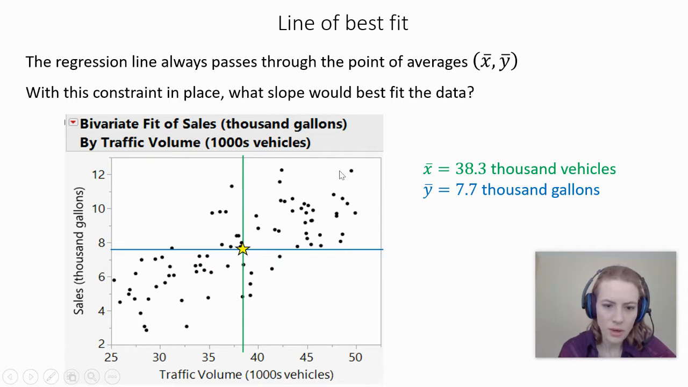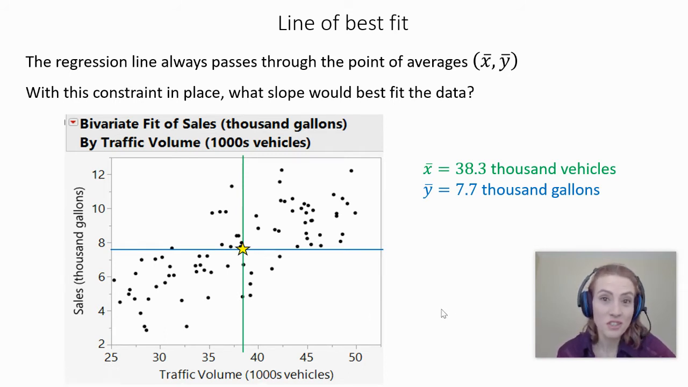All right, so where exactly should the regression line be placed? Well, we're going to start with this restriction: it's going to definitely pass through the point where the average x meets the average y. Okay, so imagine the star is a fixed point, and then we just have to figure out what slope to get the best fit.